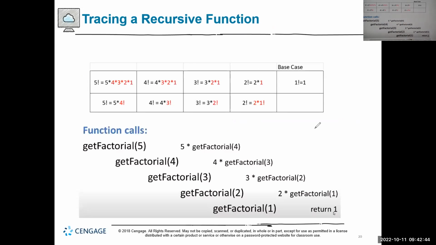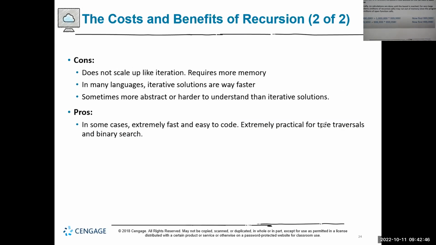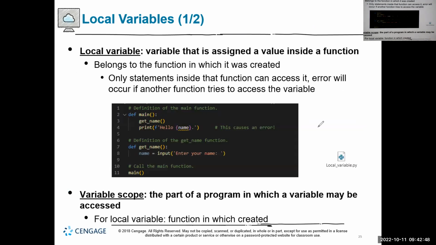Now we go with some definitions of the variable here. The first thing is the local variable. A local variable is a variable that is assigned a value inside a function, and it belongs to the function in which it is created. Only statements inside the function can access it. An error will occur if another function tries to access the variable. So think about this program.